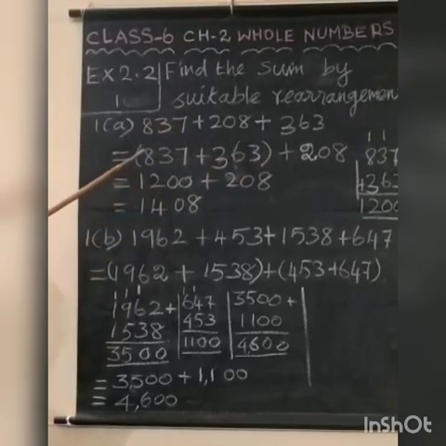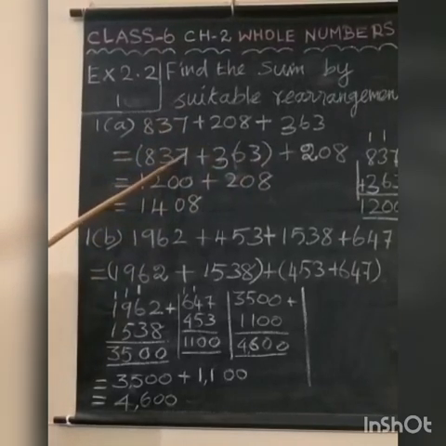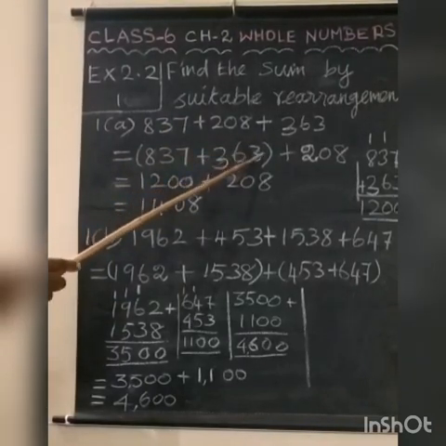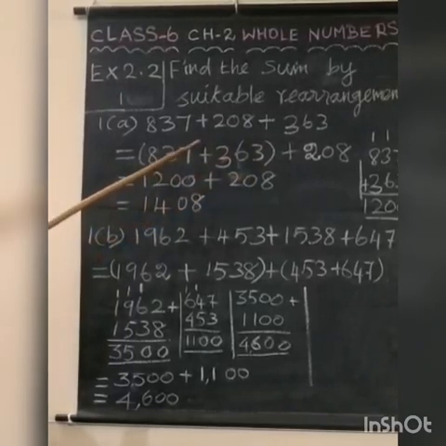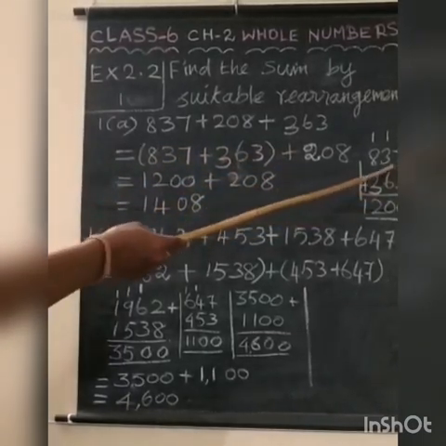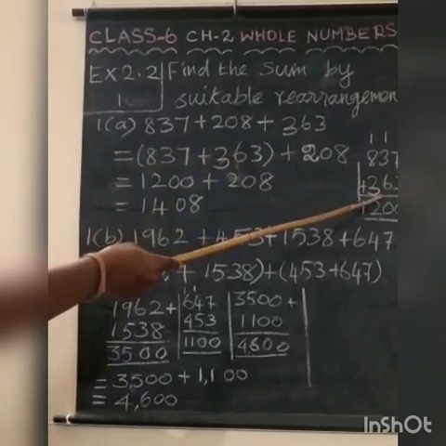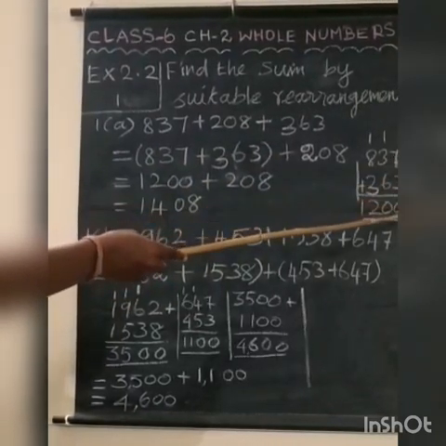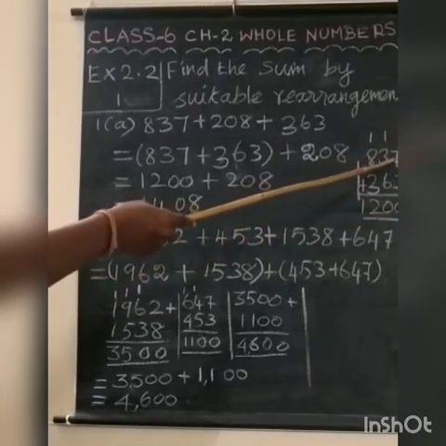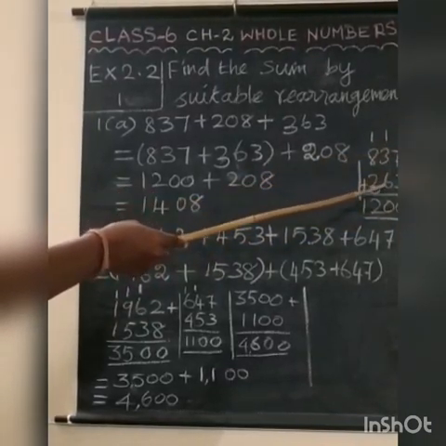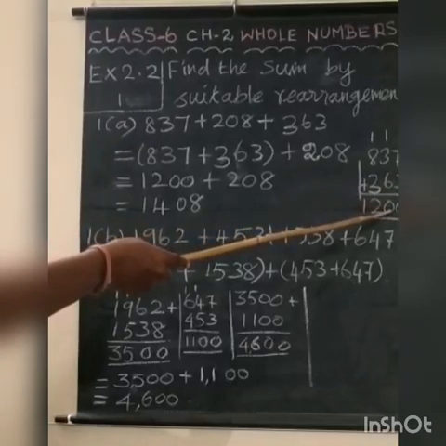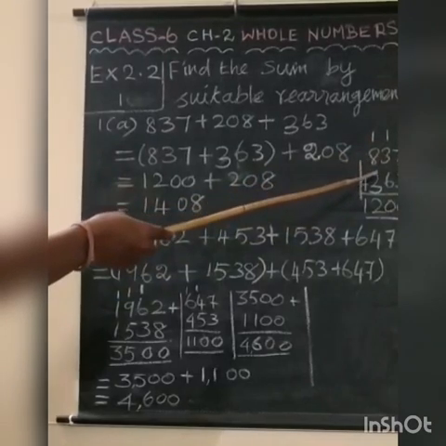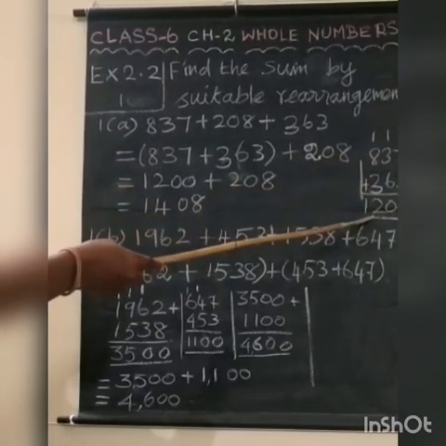So 837 plus 363. Here add these two numbers. 7 plus 3 is 10, balance 1. So 3 plus 1 is 4. 4 plus 6 is 10, 0 here, then carry 1. 8 plus 1 is 9. 9 plus 3 is 12. Okay.